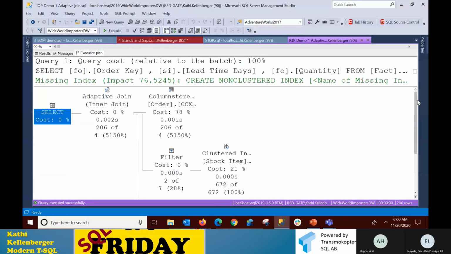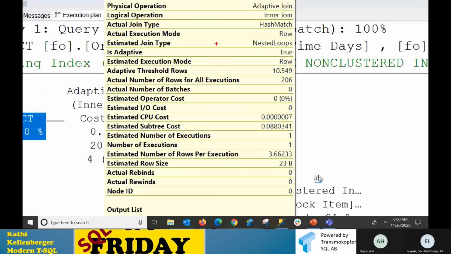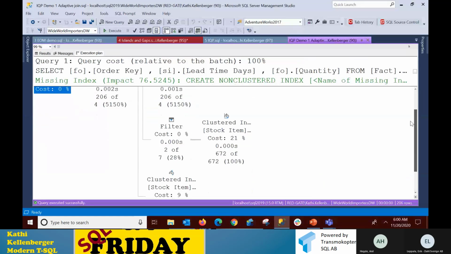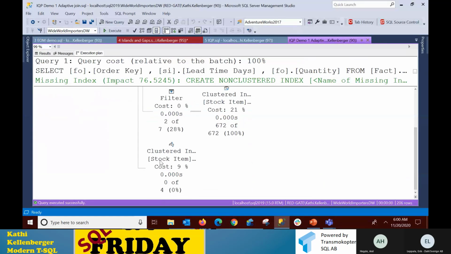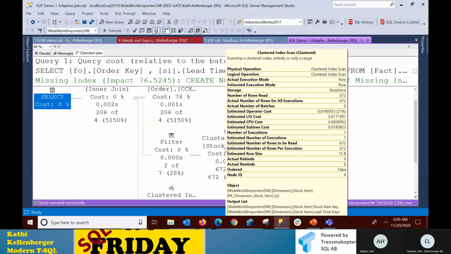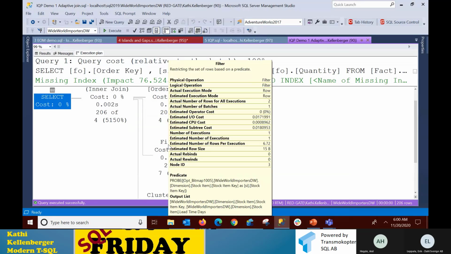I run 360. Again, I get the same plan with this adaptive join, but this time, even though my estimated join type was nested loop, I actually have the hash match that I know I need for that large number of rows. And when I look down here, I can see that it ignored this one, and the path that the data went down was the clustered index scan with the later applied filter, just like we need for that.